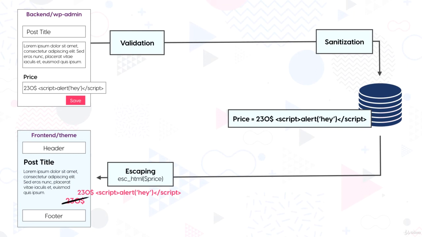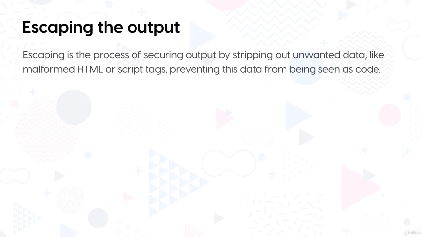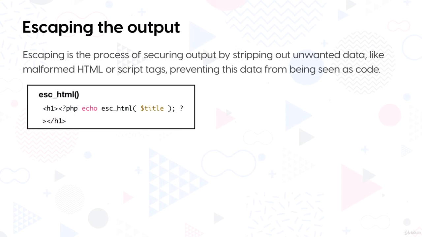So escaping is the most important part in this process, because that's when we render data to our users. And it should be done the very last thing before outputting the data. And this is referred to as late escape. So here is the WordPress definition of escaping. And here are some of the escaping functions.